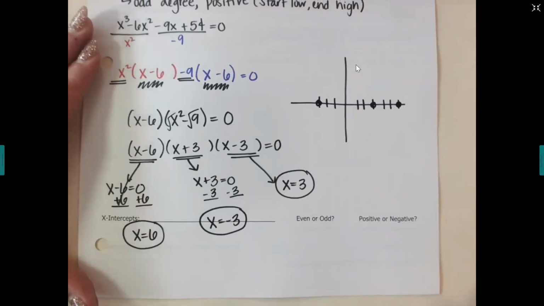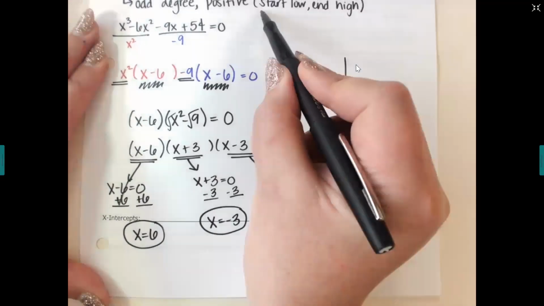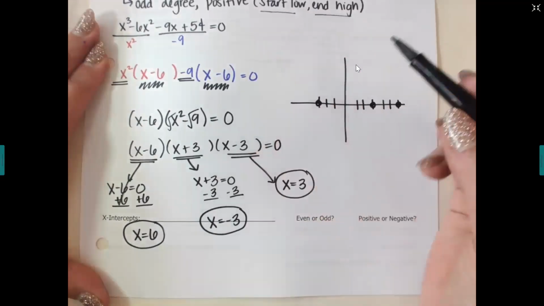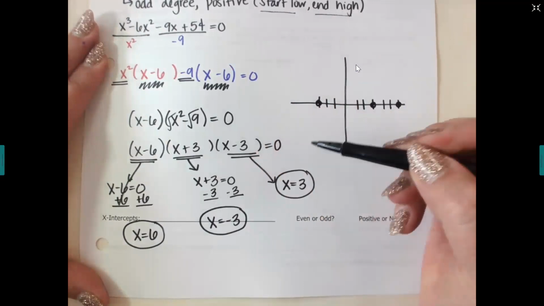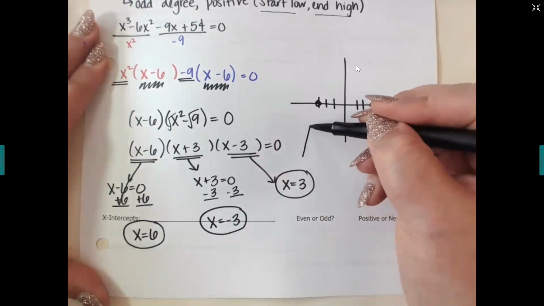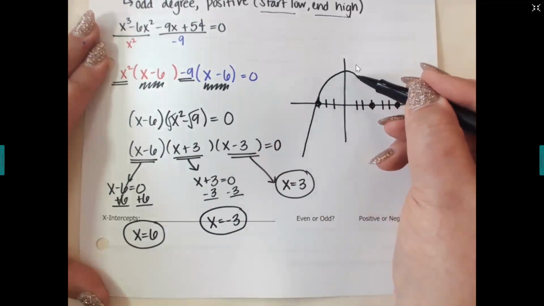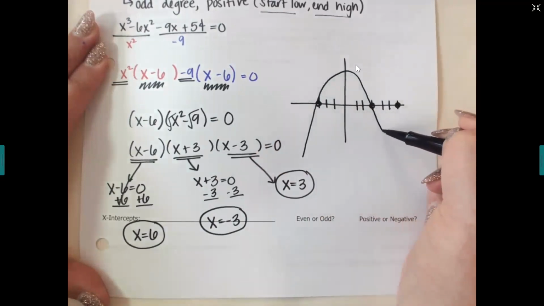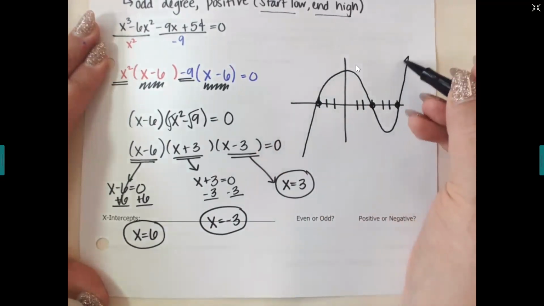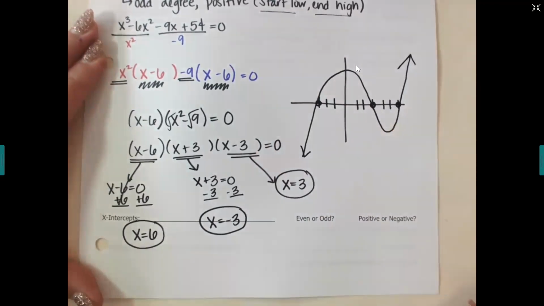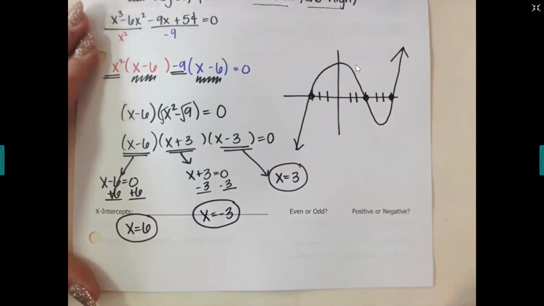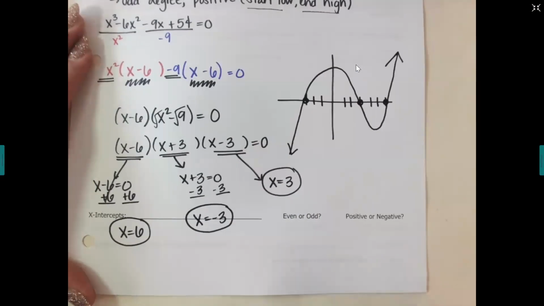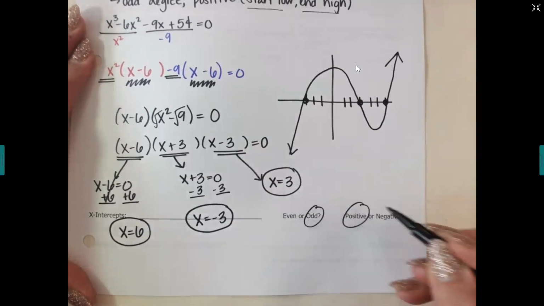Okay, for the shape, we said it's odd. And we said it's going to start low and end high. Then you're going to start at the bottom of the graph down here. You're going to go up through the first x-intercept, down through the next one, and then back up through the third one. Okay. And then if you want to circle, we said this was odd positive.